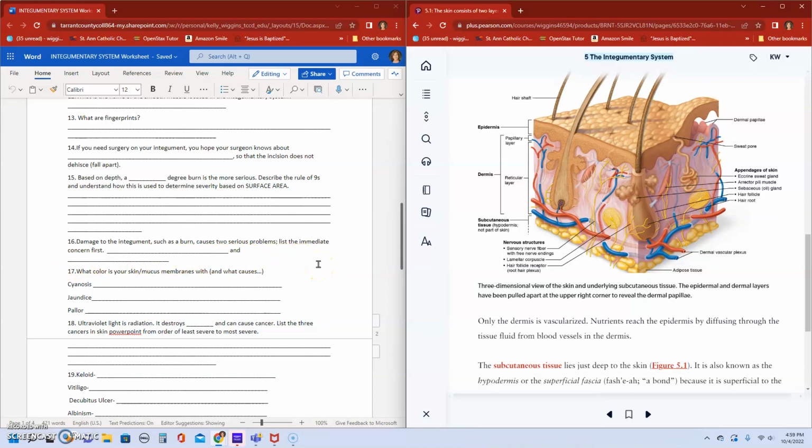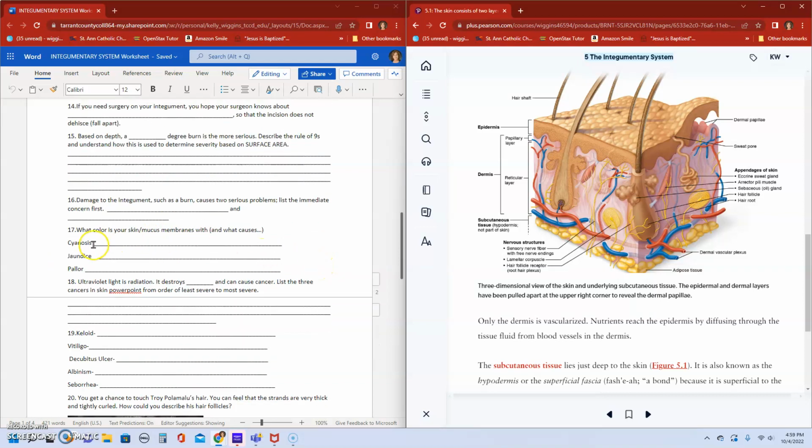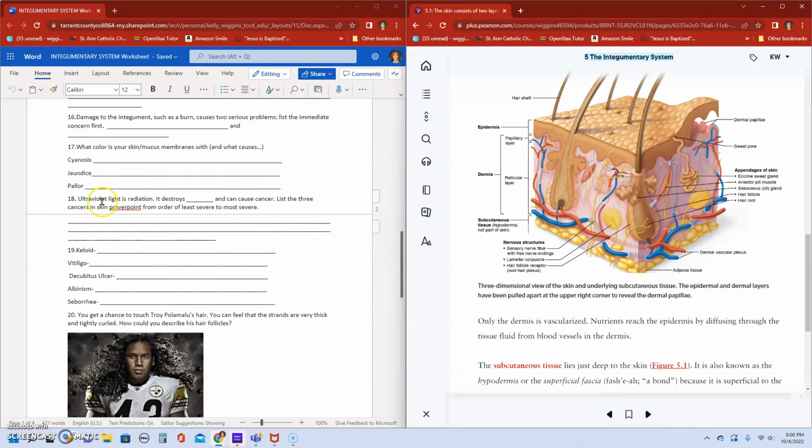What color is your skin and mucous membranes? If you're cyanotic, cyanosis is blue. What causes it? Low oxygen. If you're jaundiced, that's yellow, and it can be from liver disease or something damaging your red blood cells. Pallor means that you're pale, so maybe you're low on red blood cells, so anemic. Maybe you're undergoing some sort of shock, which causes low blood pressure. That can be lots of different things. Fear can induce it.